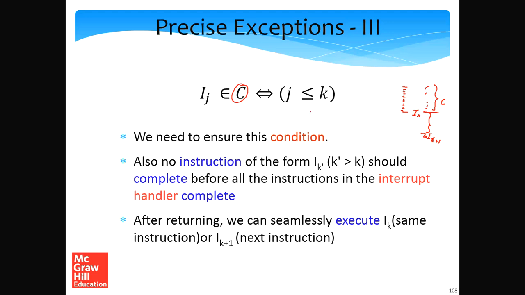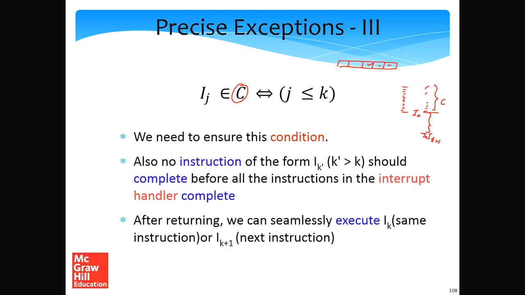But since it's a pipelined processor with 5 stages, 1, 2, 3, 4, and 5, if an interrupt comes, it's slightly difficult. The reason it is slightly difficult is because some of these instructions, maybe this one or this one or this one, might have made some changes to the permanent state, so they should be allowed to complete.